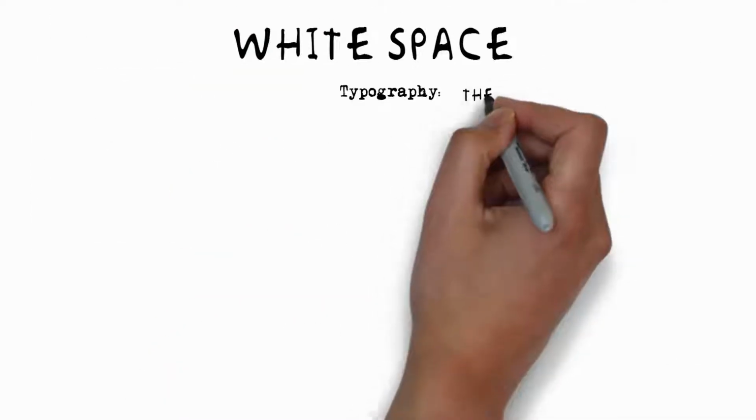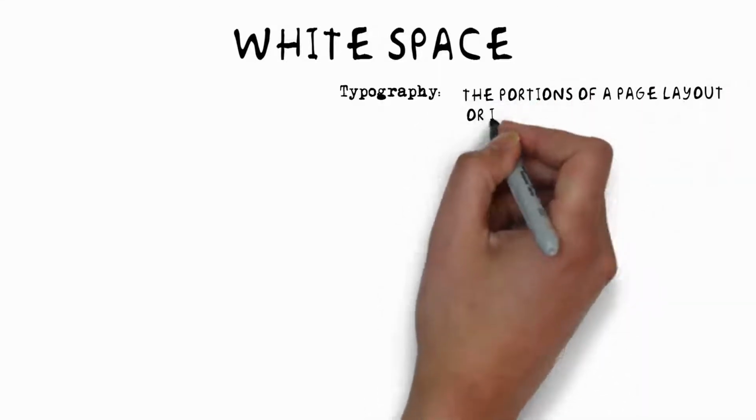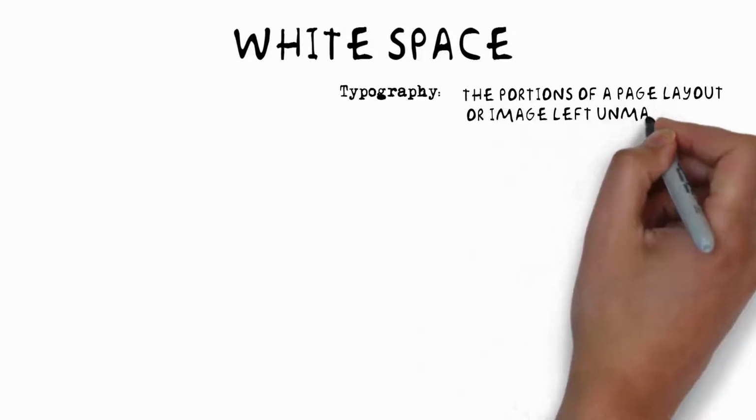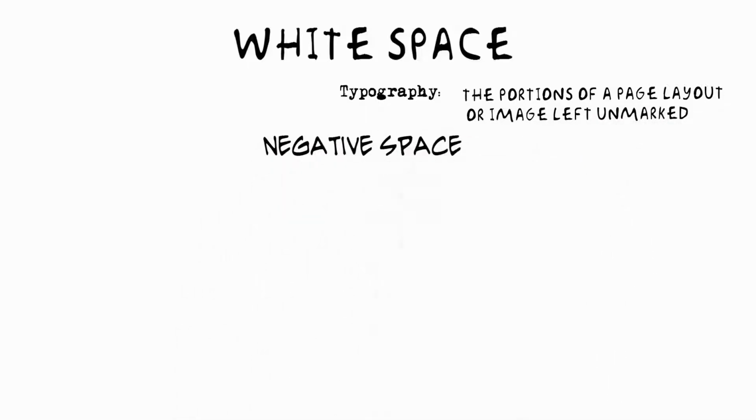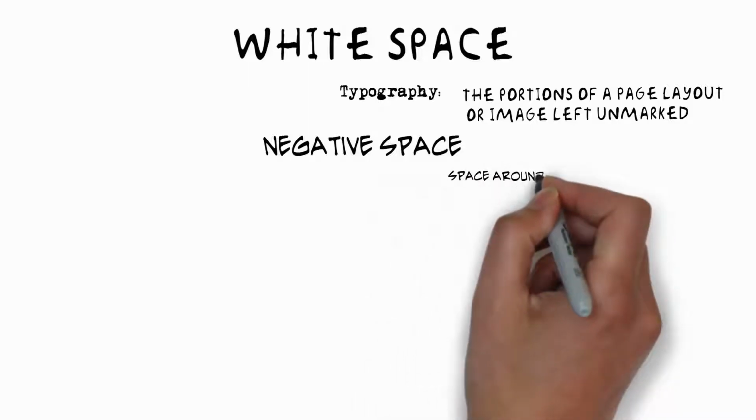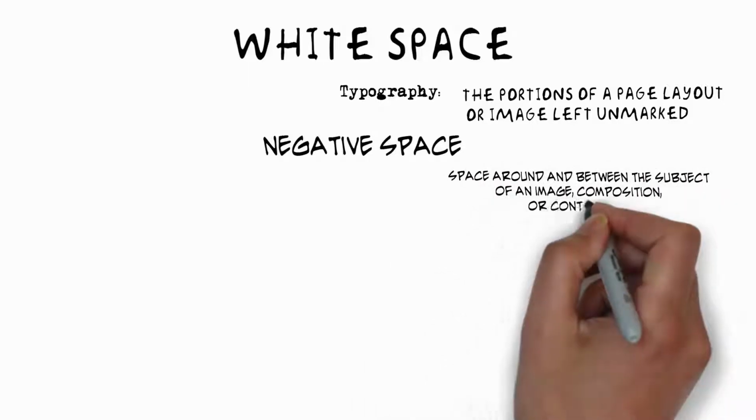or paper. White space is a concept in typography that refers to the portions of a page layout or image left unmarked. A similar concept, negative space, is an art and web design term that refers to the space around and between the subject of an image, composition, or content item on a canvas or web page.